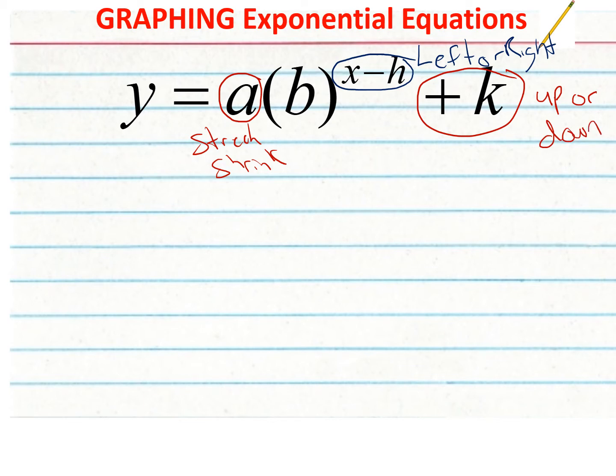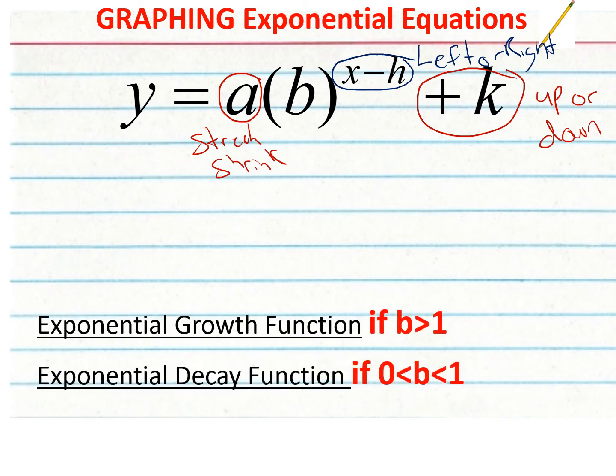Also very important, what we're going to be using in this problem is this exponential growth or decay. So we know it's going to be a growth if our b, which is right here, is going to be greater than 1. If it's going to be between 0 and 1, so like 1/2, 1/4, 3/4, it's going to be a decay.